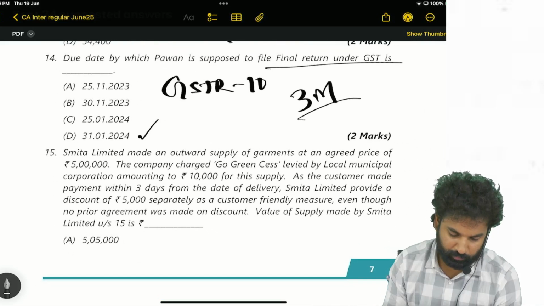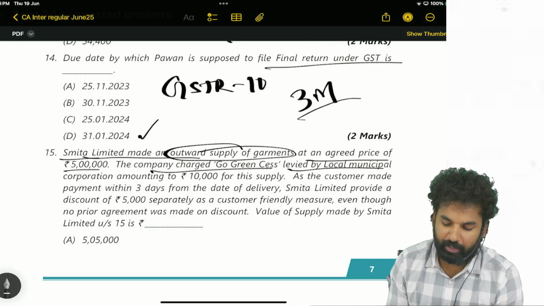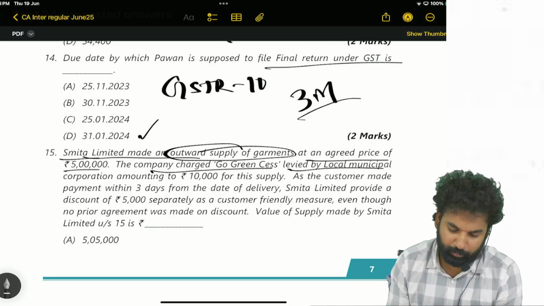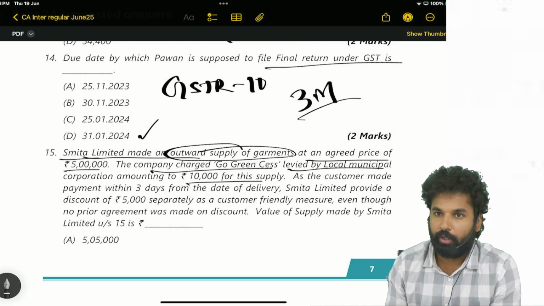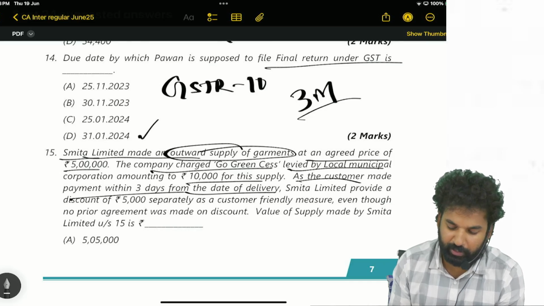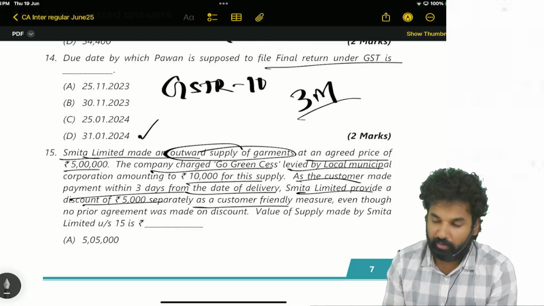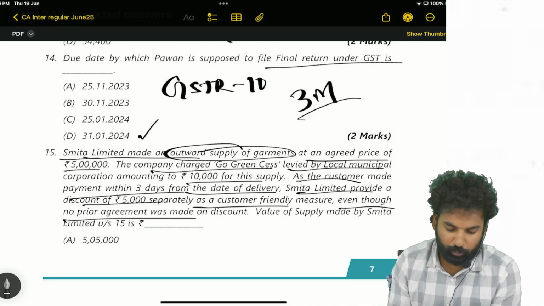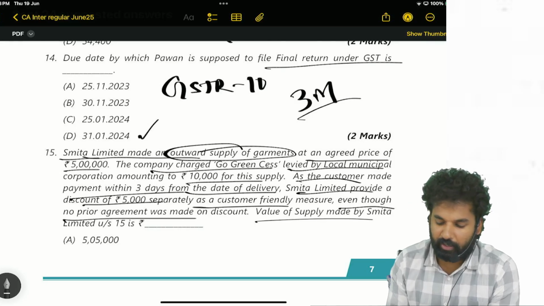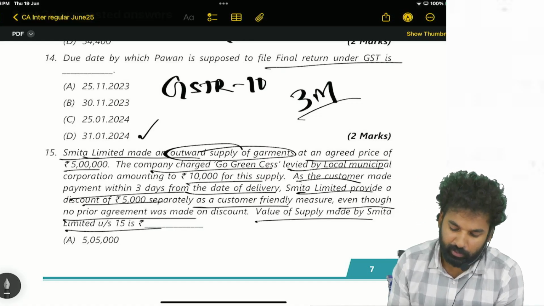Next, fifth question you see. 15. Smita Limited made an outward supply of garments at an agreed price of 5 lakhs. Company charged Go Green cess levied by local municipal corporation amounting to 10,000 for this supply. Local municipal taxes. As the customer made payment within 3 days from the date of delivery, Smita Limited provided a discount of 5,000 separately as a customer friendly measure. Even though no prior agreement was made on discount, value of supply made by Smita Limited under section 15 is how much? 5 lakhs has to be taken.